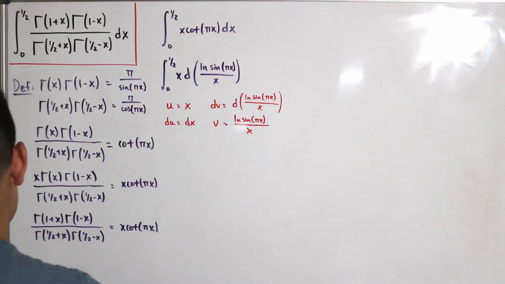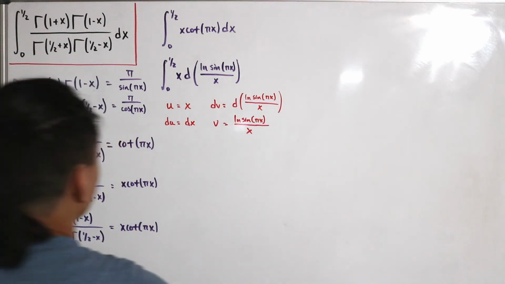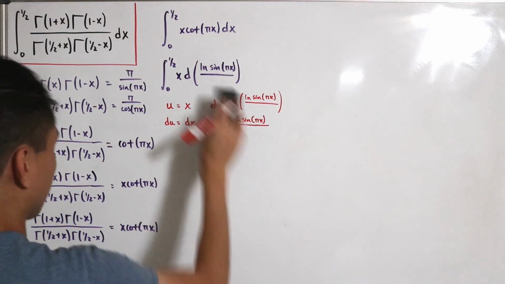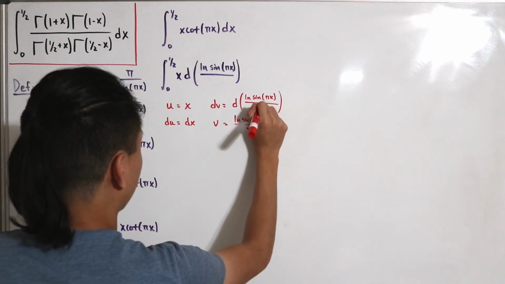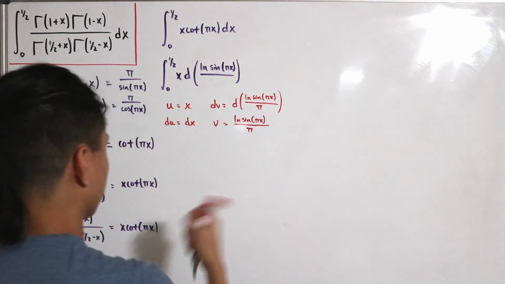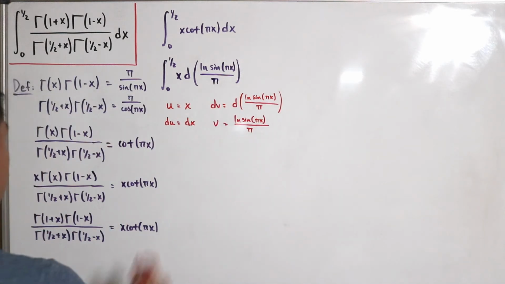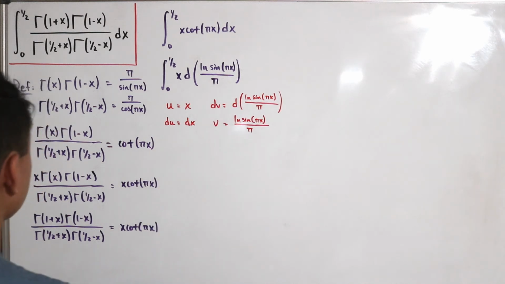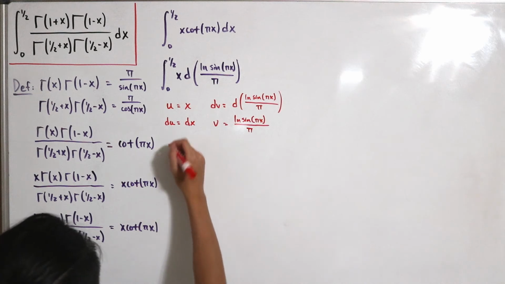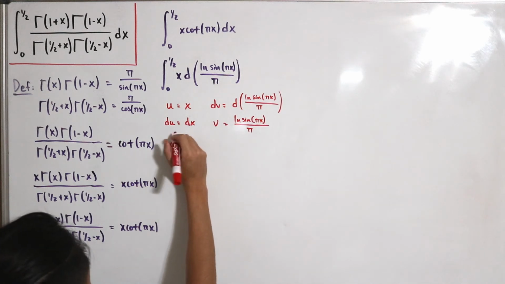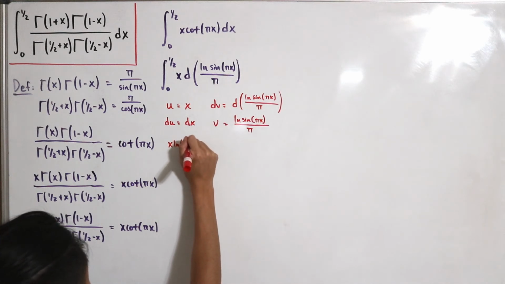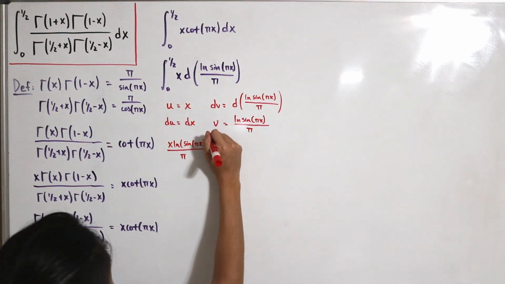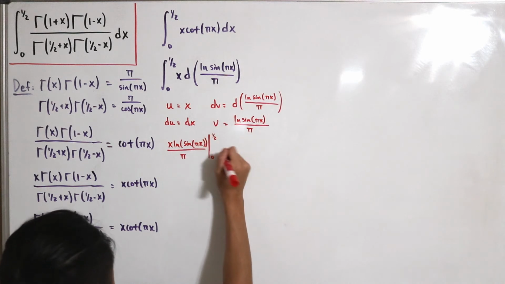And now from here, that's actually supposed to be pi over here, I bet. Pi, and then right here is pi. Okay, so now we can just use our integration by parts, multiply u times v, and then integrate v du. So we have x, then ln of sine of pi x, then divide this by pi, and then of course we're integrating this from 0 to 1/2. We'll get to that in a sec.